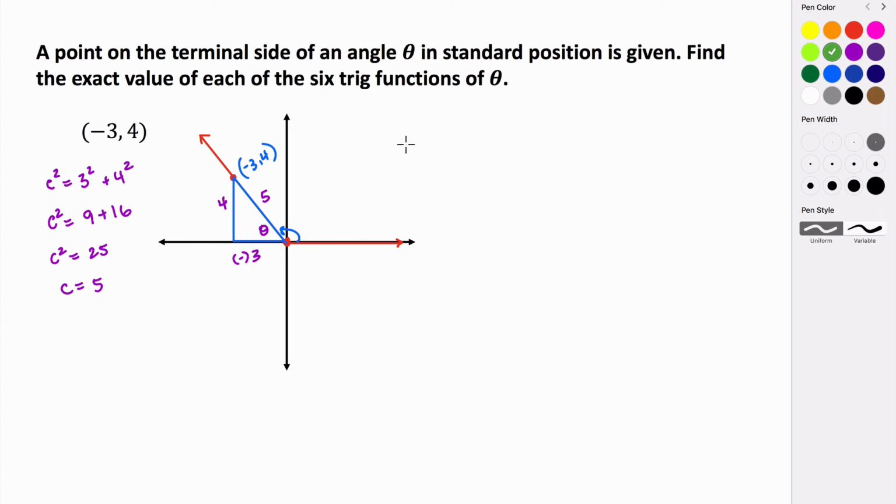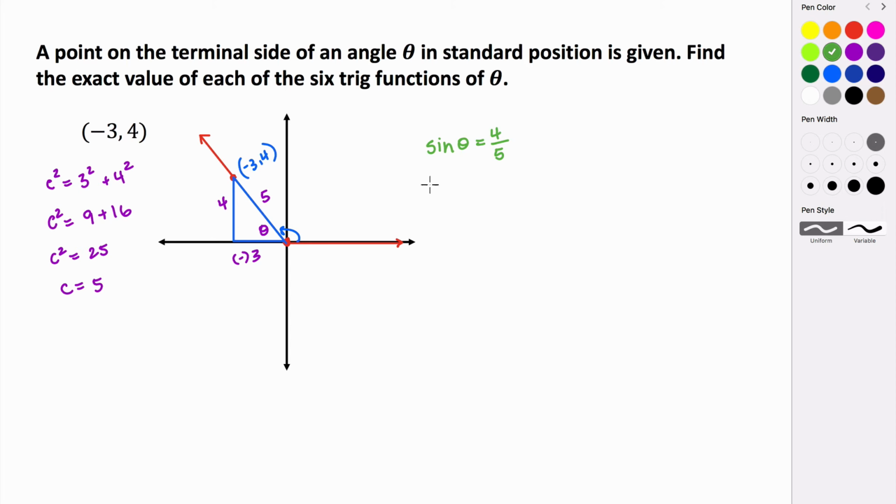So let's find first the sine. So the sine of theta. So we're talking about the sine of this angle here. So the sine of theta is opposite over the hypotenuse. So it's 4 over 5.